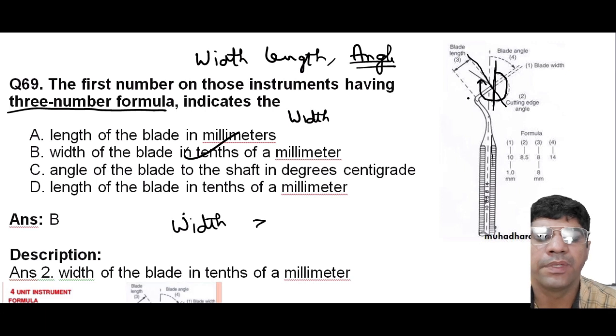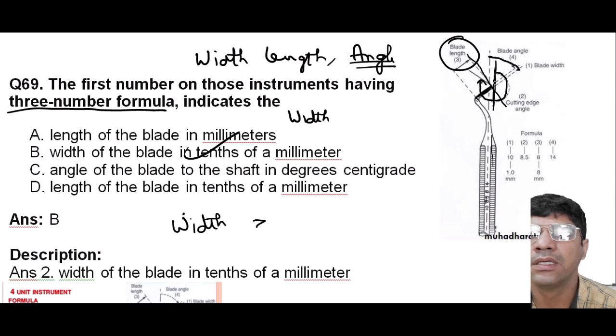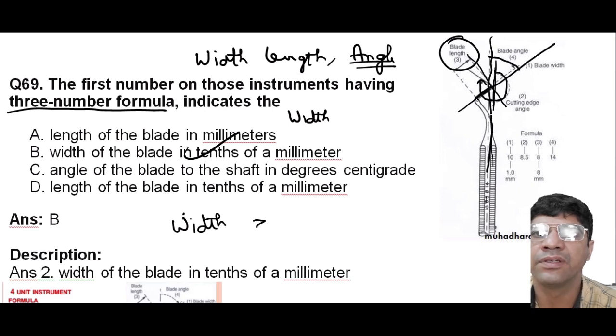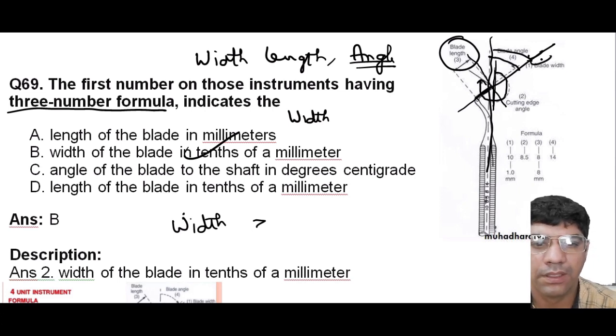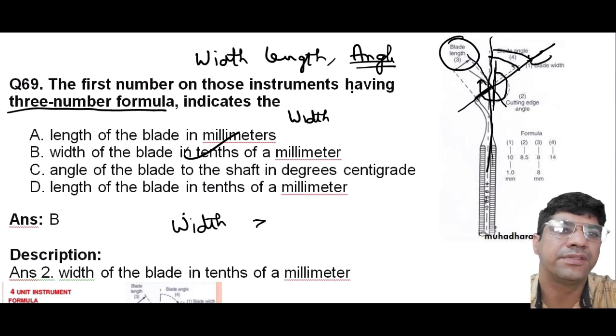The third number would represent the length of blade in mm, so this is the blade length. And the fourth would represent the angle that is formed by the blade, so this angle, between this axis and this long axis. So the blade and the long axis of the instrument, it's the blade angle. So your answer is the first number would represent the width here.